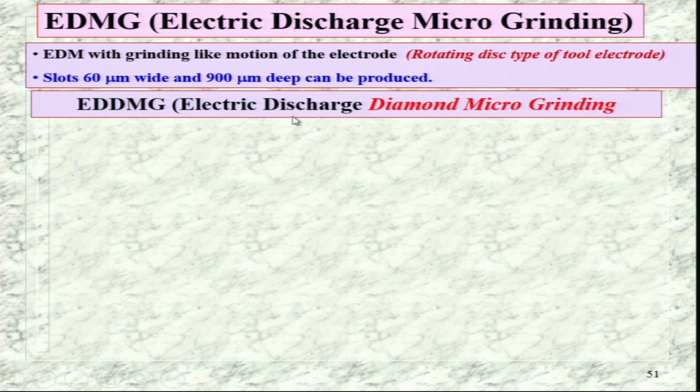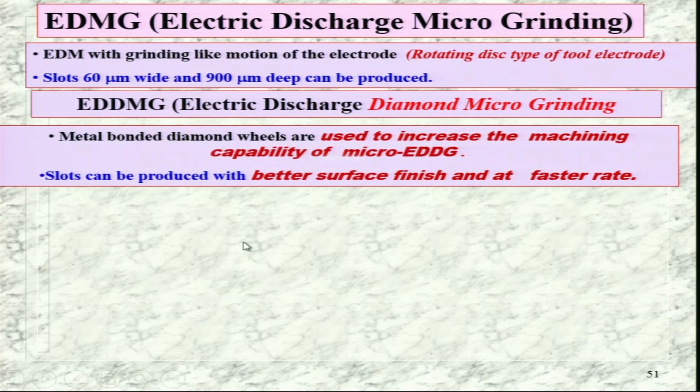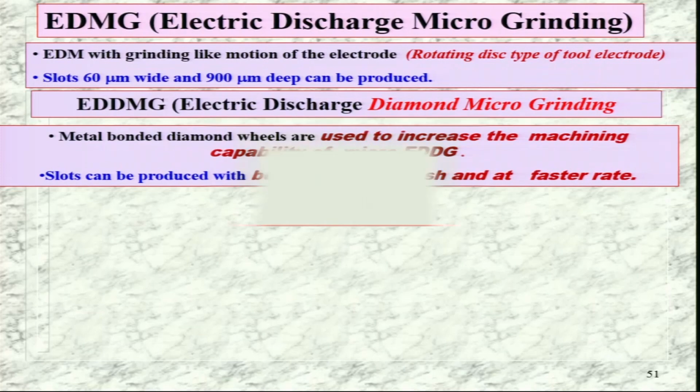EDDMG, electric discharge diamond micro grinding, can also be used. Here diamond abrasive particles are used in place of normal abrasive particles. Metal bonded diamond wheels are used to increase the machining capability of micro EDDG. Slots can be produced with better surface finish and at faster rate.